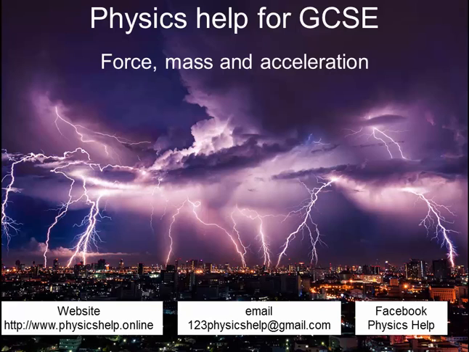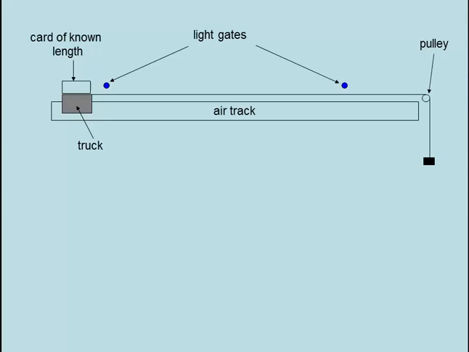Force, mass and acceleration. Here we have an air track with a truck. On top of the truck is a card of known length. This will pass through a light gate here and a light gate here.